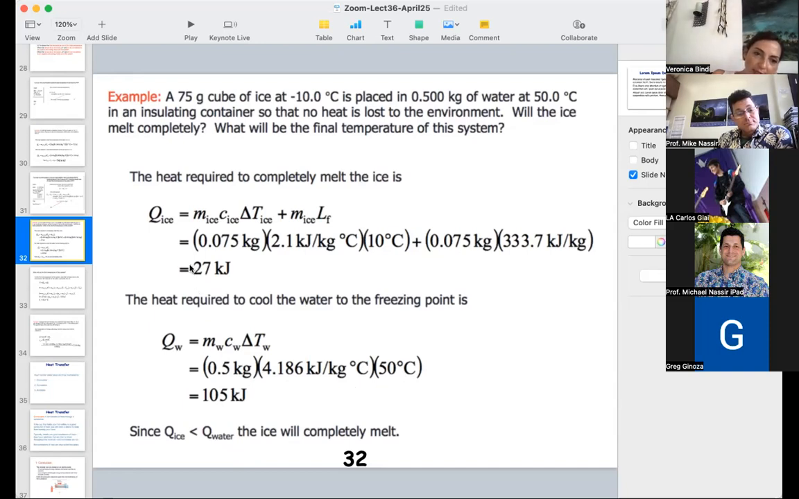So we see that here we have to melt all the ice, I need 27 kilojoules, while to freeze all the water, I need 105 kilojoules. So since Q of the ice is lower than Q of the water, the ice will completely melt. Does it make sense to you? I hope it does.